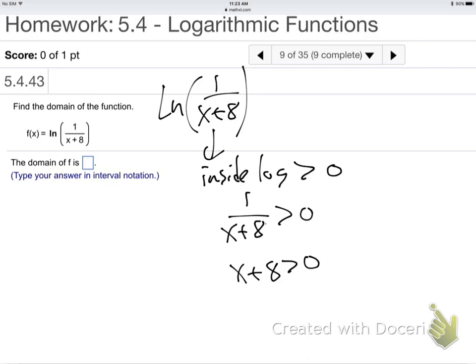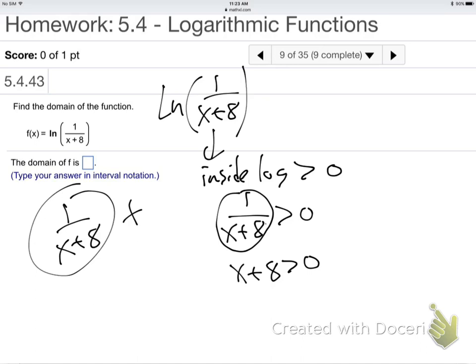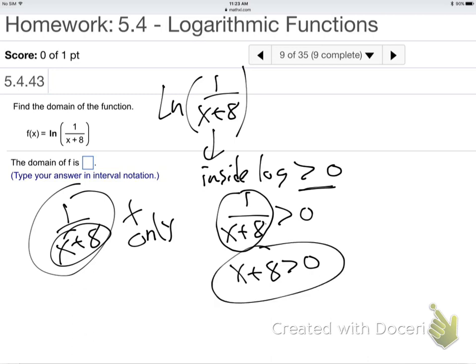Now, it'd be a different story if we had fancy stuff in the top as well. But if you're just looking at a fraction where the top is 1, it's like asking how you make that fraction positive only. That's what greater than 0 means. Well, as long as the bottom is positive, because the top already is positive 1. So as long as x plus 8 is greater than 0, that's easy to solve. x is greater than negative 8. That's our answer.